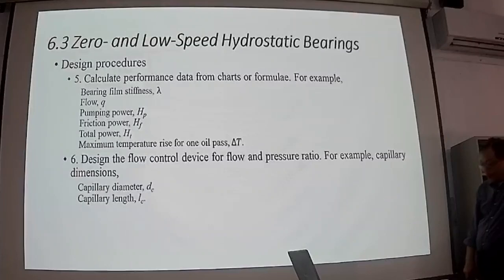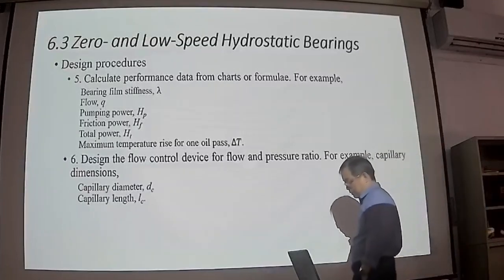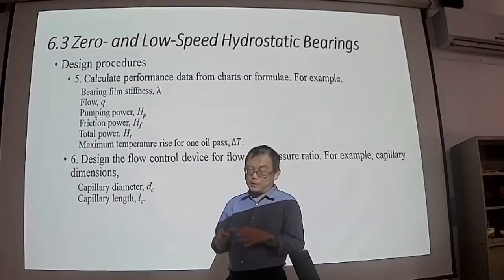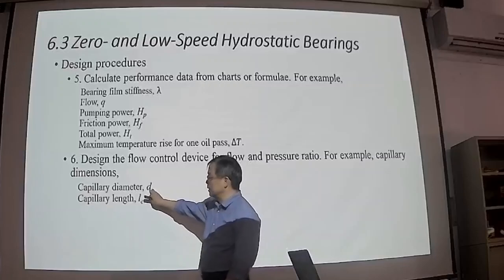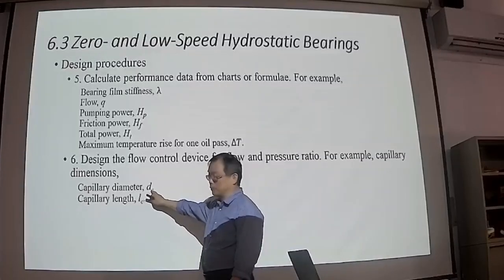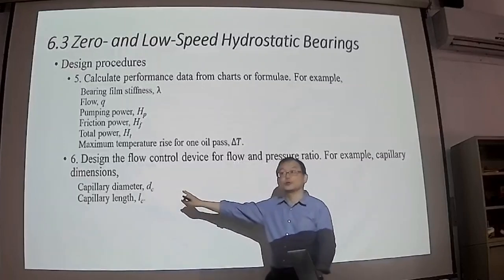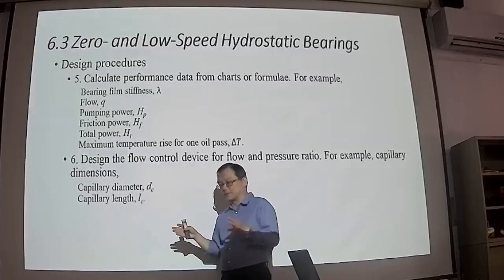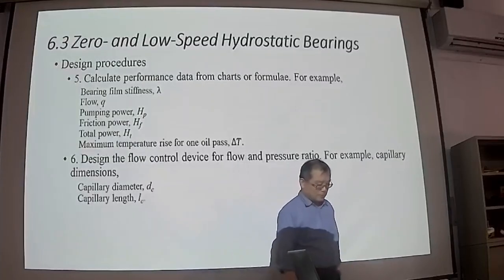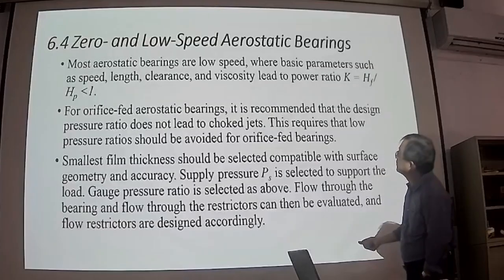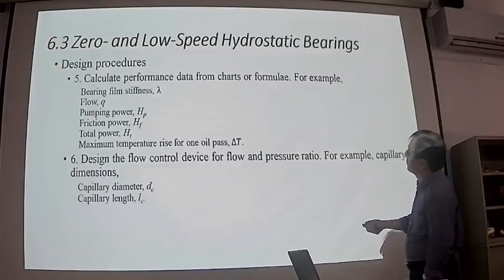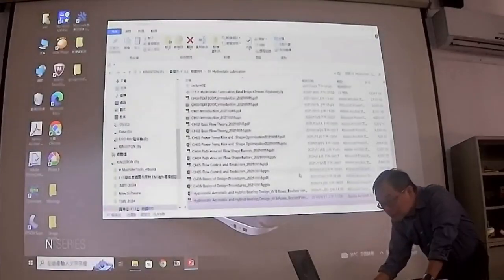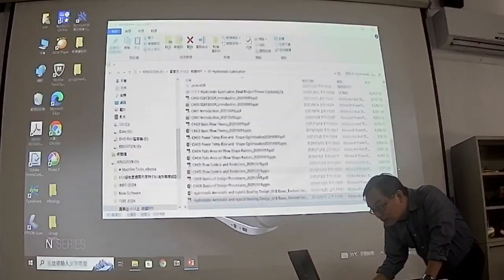Okay, for small bearing, I mean, what I said small means the dimension is small. So usually we select the capillary diameter, inner diameter 0.2 or 0.3. And then in that case, you need to cut certain length so that the... well, we can have a look for the restrictor design flow control device here.